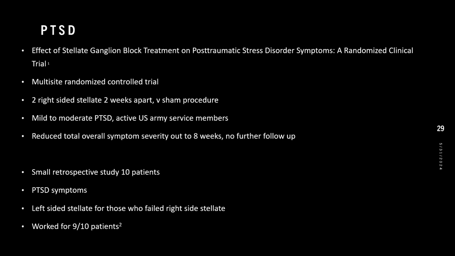Interestingly, there's also a small retrospective study of 10 patients with PTSD symptoms. These were all patients who had failed right-side stellate ganglion blocks for PTSD. They tried the left side for those patients, and it worked in 9 of 10 of them. So that's pretty good. Maybe you do the right side first, because that's got the evidence, the best study shows 2 on the right side, and if it doesn't help, then maybe try the left side.